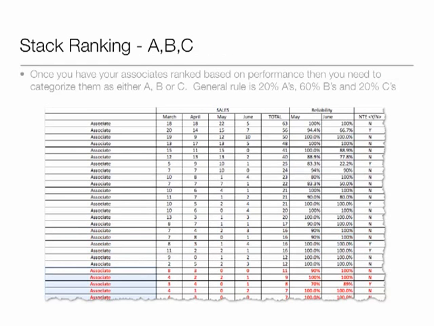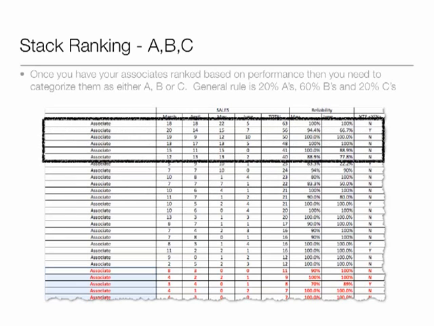Once you have your associates ranked based on performance, you need to categorize them as either A, B, or C. The general rule is 20% are A's, 60% are B's, and 20% are C's. And I'll show what I mean by that in a minute. When I say stack ranking, I basically mean once you have all your associates or reps listed, you rank them in order, and you just do a data sort in Excel. So let's talk about the A, B, and C's.